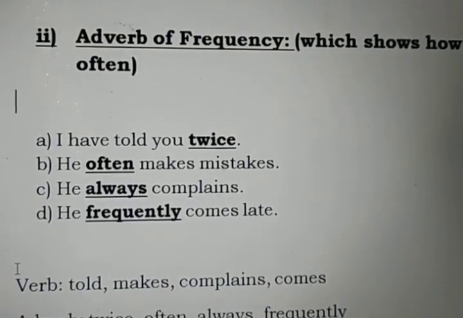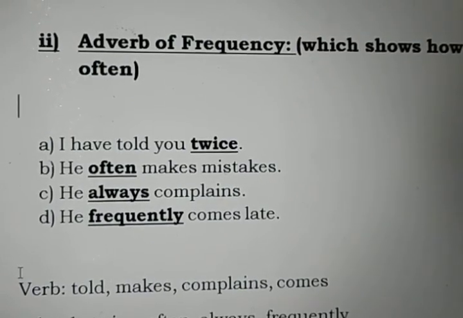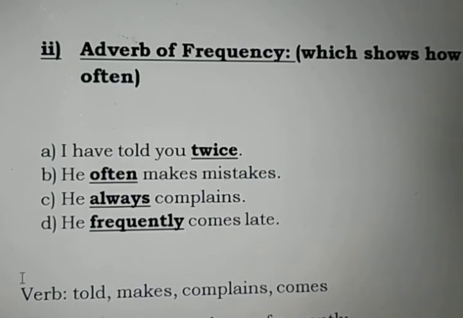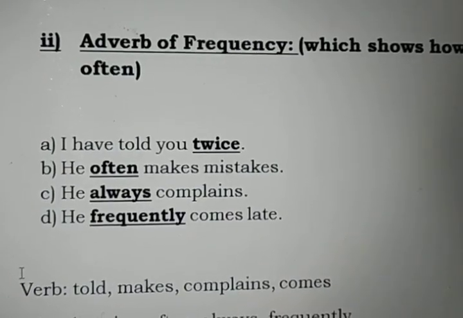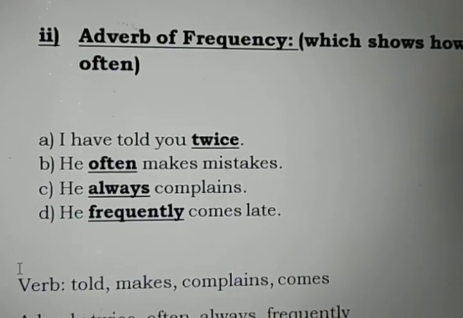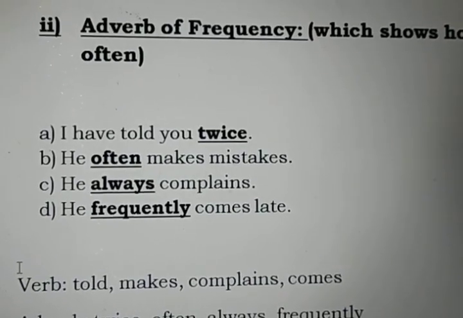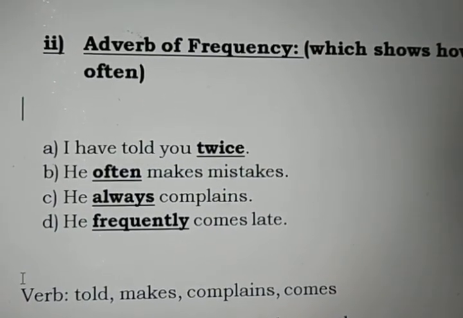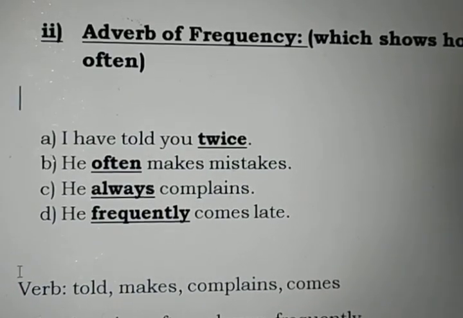In the first one, that action of telling, how many times it was told. So the answer is twice. It may be twice, thrice also, once also. They all will be adverb of frequency. Second one, he often makes mistakes. So he makes mistakes, that is often. So often is an adverb of frequency.